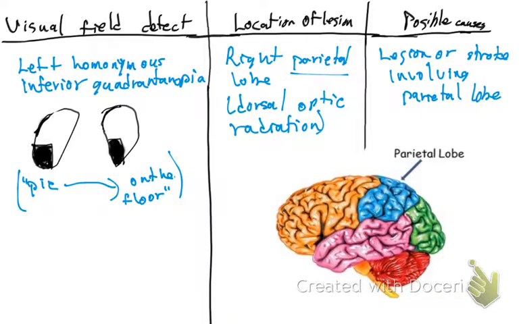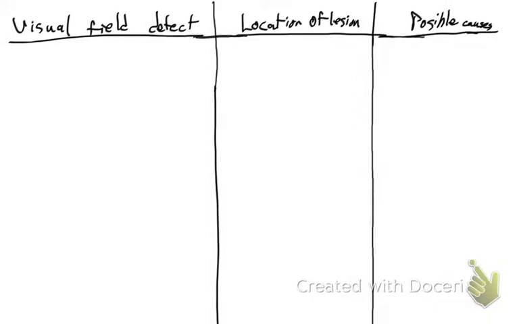So this means that when you think of those that are pie in the sky or pie on the floor, when you think of those quadrantanopias, you need to think of two lobes. If it's the inferior quadrantanopia, you need to think of your parietal lobe. And when you think of your superior quadrantanopia, you need to think of your temporal lobe. Now there is one more visual field defect that we need to talk about, and we're going to start right now.